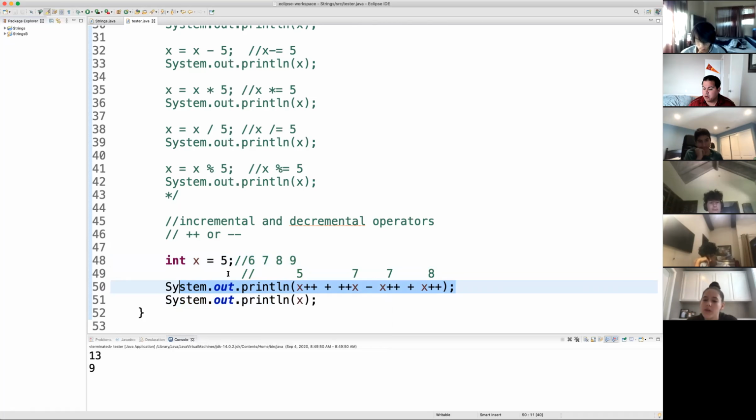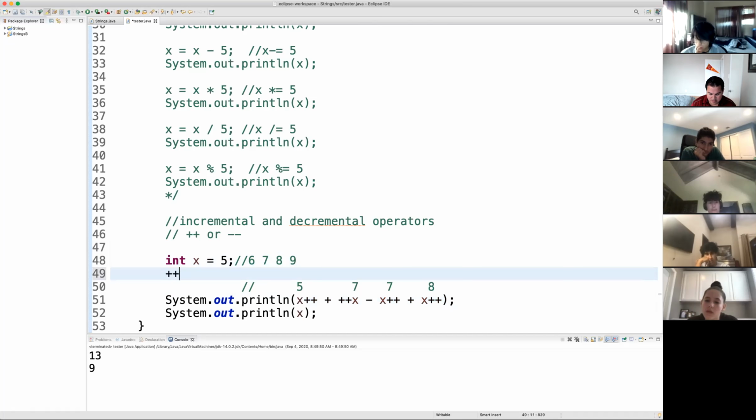But for the most part, after this first quiz, you'll hardly ever see it again. The other thing is, on the exam, you will never see this: plus plus x or minus minus x. You will never see it, okay? You'll never ever see it. You won't see it in the free response. You won't see it in the multiple choice questions.